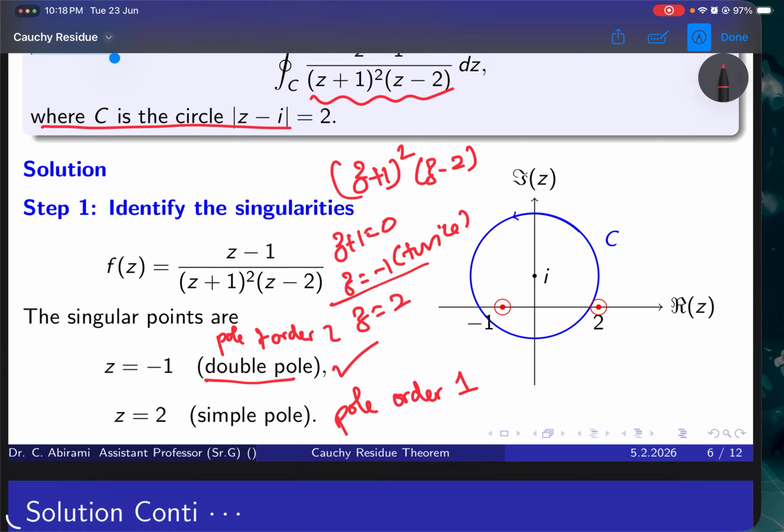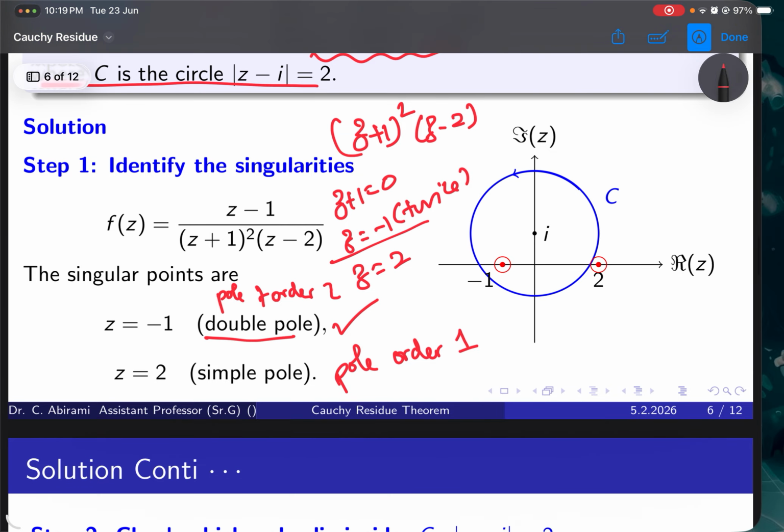So what about your C? C is a circle, modulus of z minus i equal to 2. Modulus of z minus i equal to 2 means, as we already know, modulus of z minus a equal to r represents a circle with the center at (a, 0) and radius r. But what about here, z minus i? The center is at (0, 1) and the radius is equal to 2.